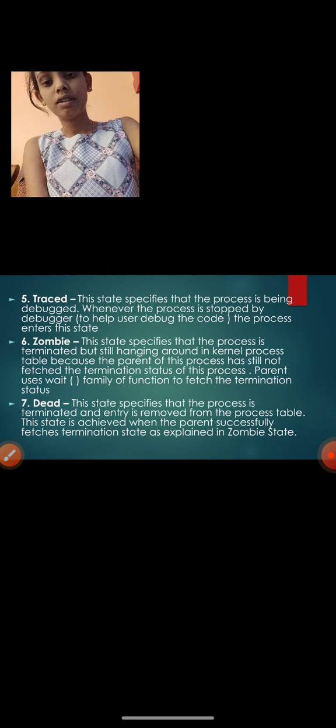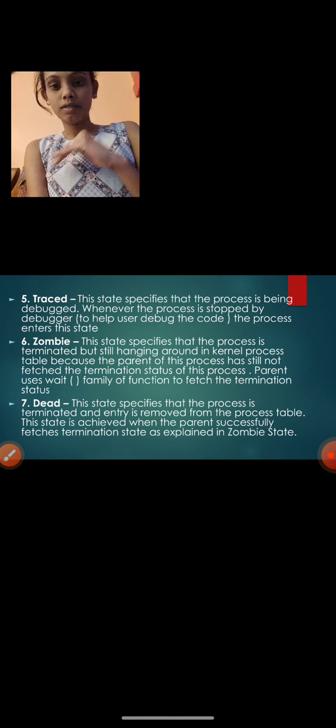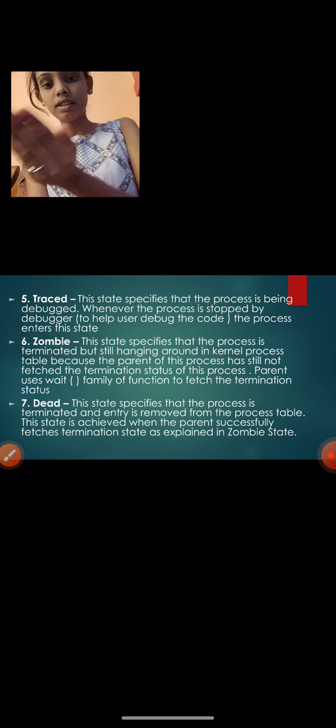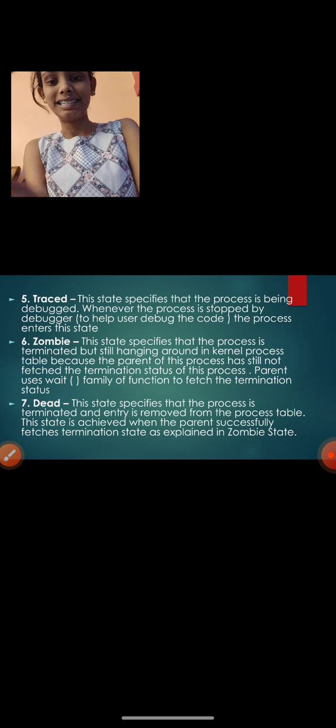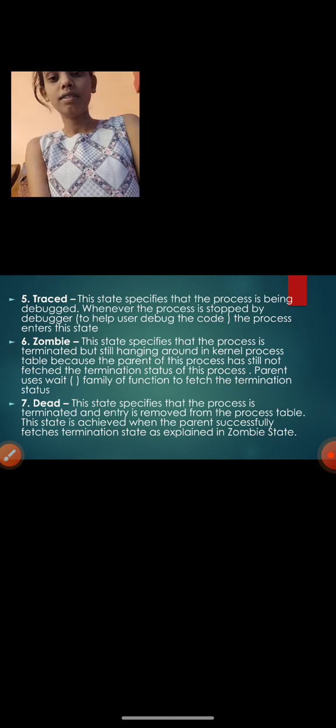Zombie specifies that the process is terminated but still hanging around in the kernel process table. In the zombie state, the process is mostly terminated, but some of it still remains, because the parent process has not yet fetched the termination status, so it stays as a zombie process. Dead means the process is entirely terminated, and its entry is removed from the process table.